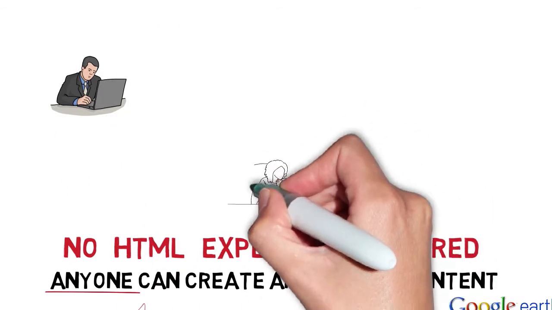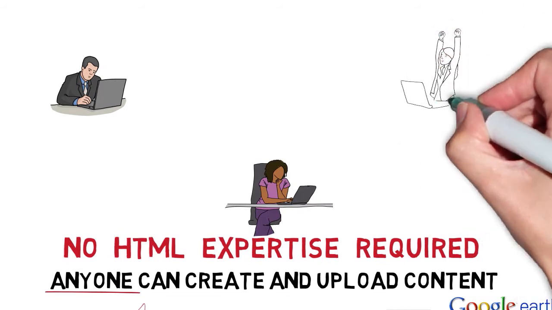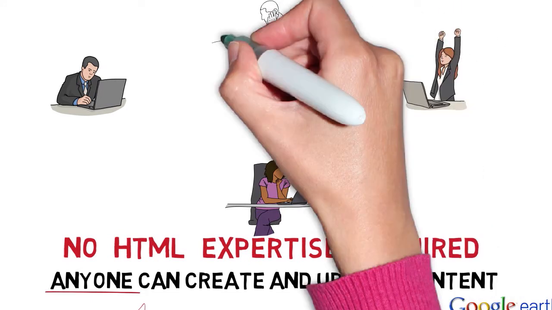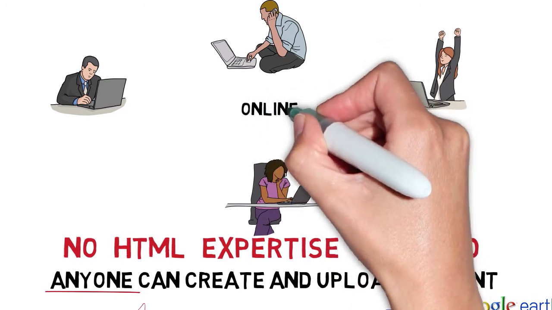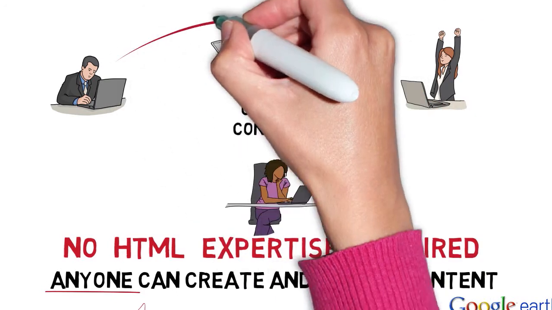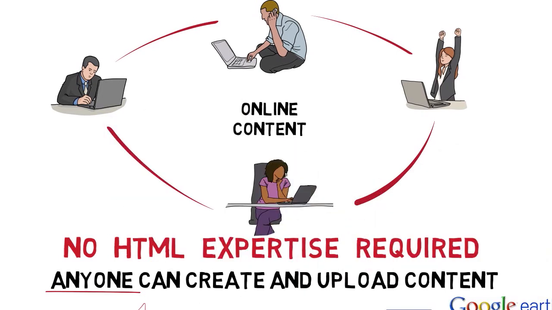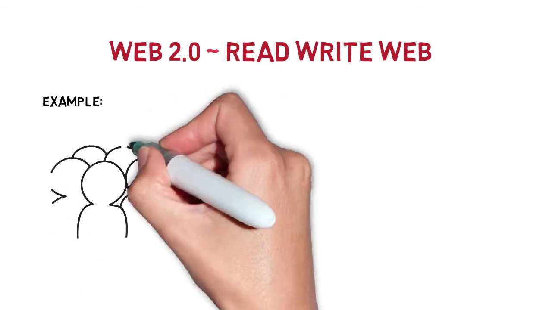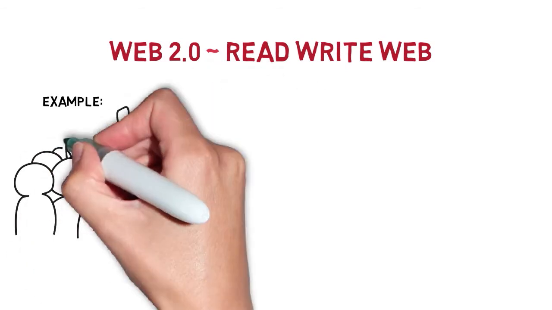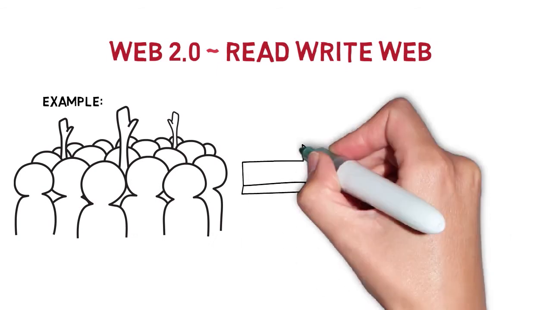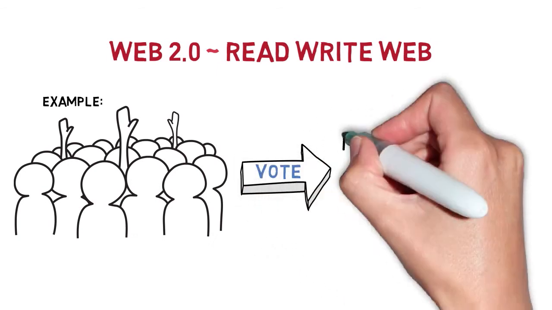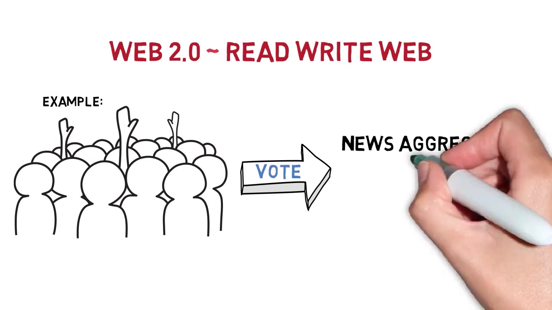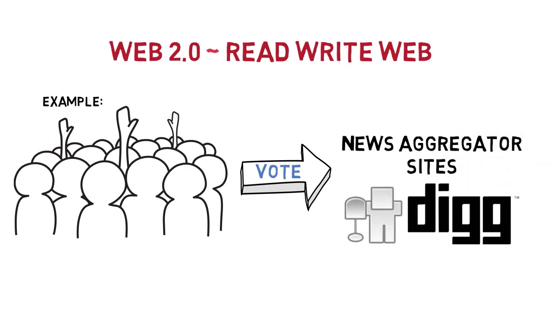In contrast to Web 1.0, Web 2.0 is democratic and bottom-up, with users creating content, sharing it, and collaborating with others that they may never meet face-to-face. Web 2.0 is known as the read-write web. For example, in Web 1.0, users read stories according to what the publisher considered were significant. In Web 2.0, users decide what stories are significant by voting for them on news aggregator sites such as Digg.com.